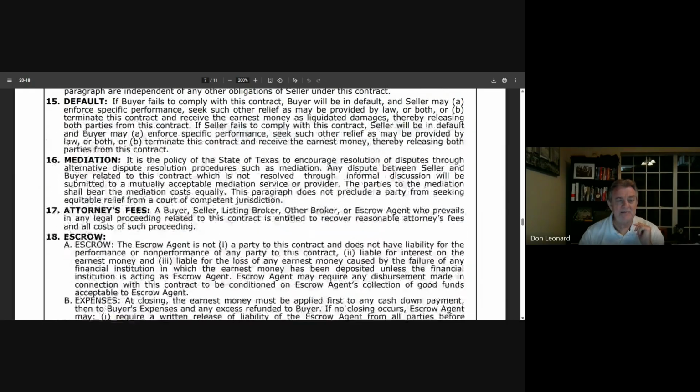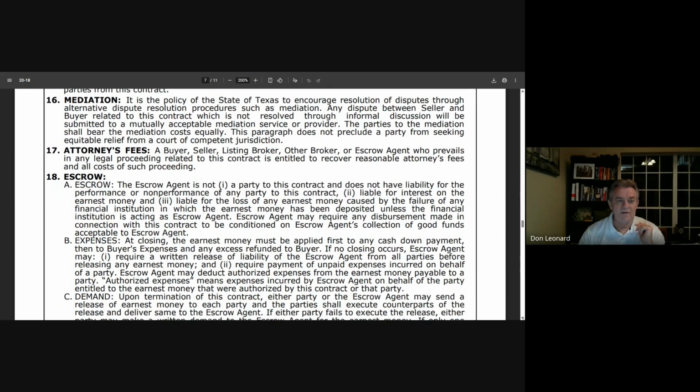16, mediation. One of the alternative dispute resolutions, the state of Texas encourages mediation in the event buyer and seller have a disagreement. They would rather they mediate it rather than anything else. Mediation, of course, is non-binding unless the parties agree to it. But that is what they suggest, at least as an initial step. It may go to something later on. It could go to litigation later on or something like that. But mediation is what they prefer because it's usually probably just a step above informal discussion.